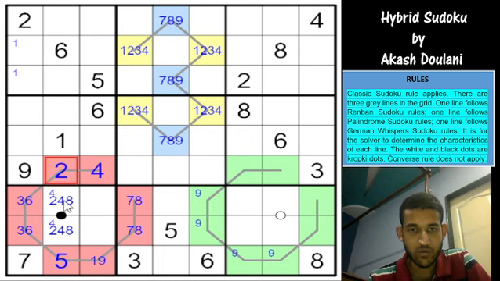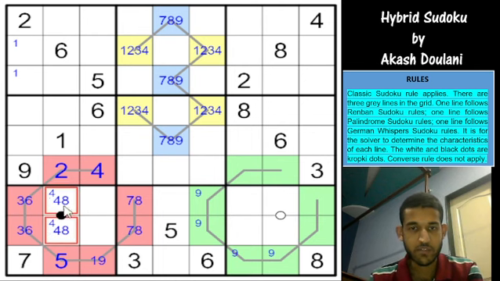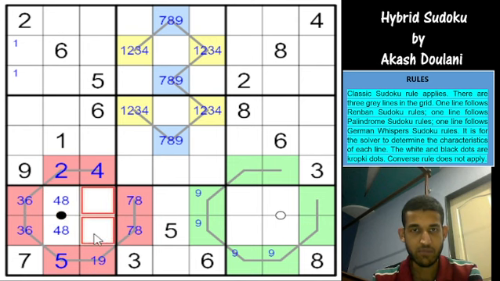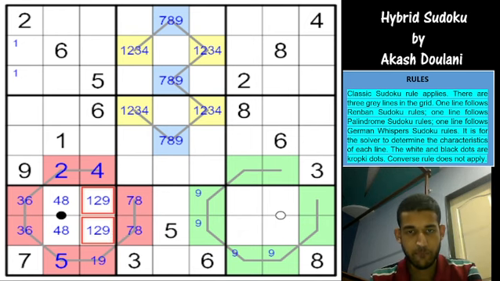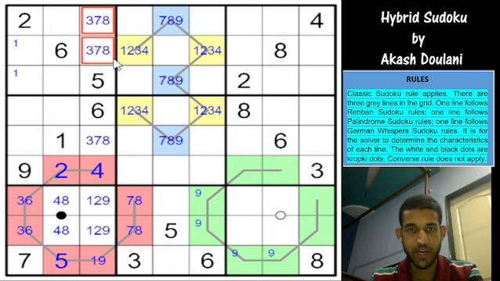And because you have a 2 here, this becomes a 4, 8 pair. And you can mark some candidates here. So 1, 2 and 9. And these 3 cells for the column must be 3, 7, 8. So you can't have 8 here. That's a 3 and a 7.